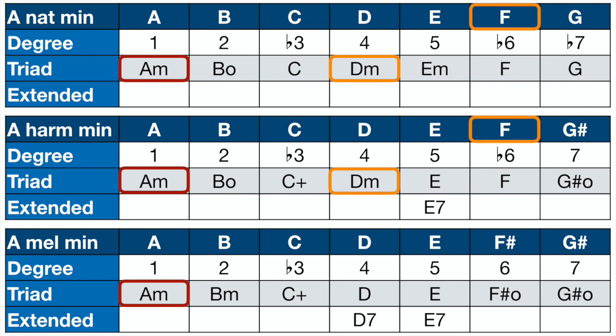D minor exists in the natural and harmonic minor because of those F naturals. D7 exists only in the melodic minor because of that F sharp. E7 exists in the melodic and harmonic minor because of that G sharp. And C major only exists in the natural minor because of the G natural.